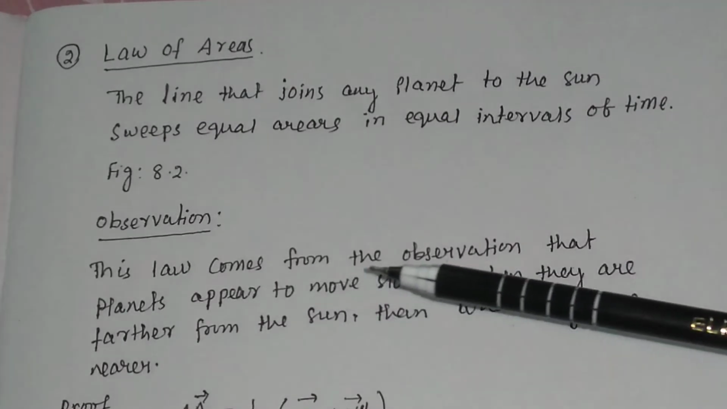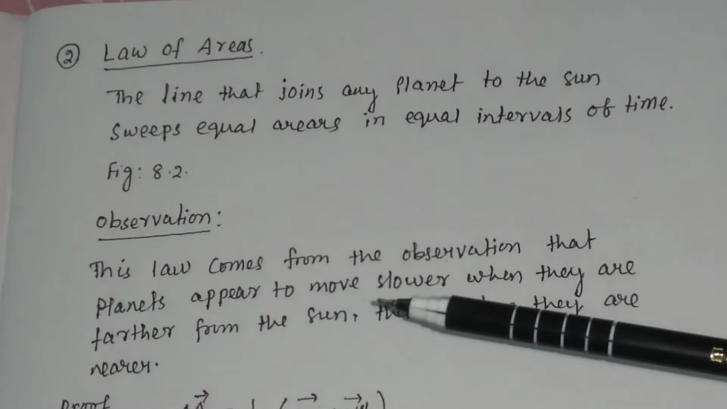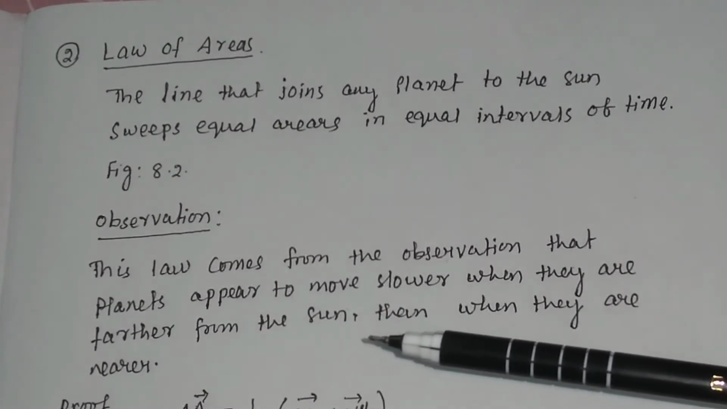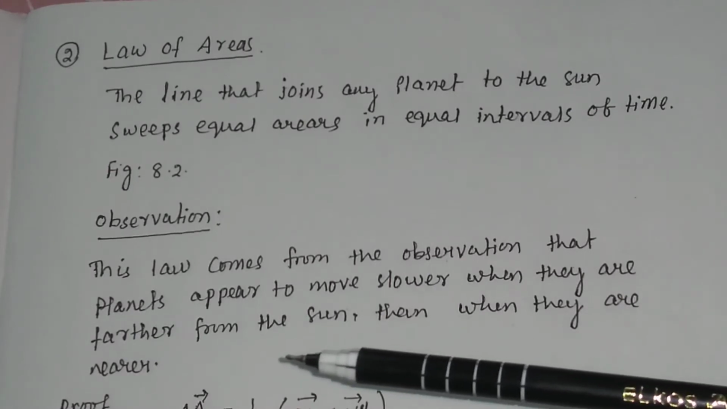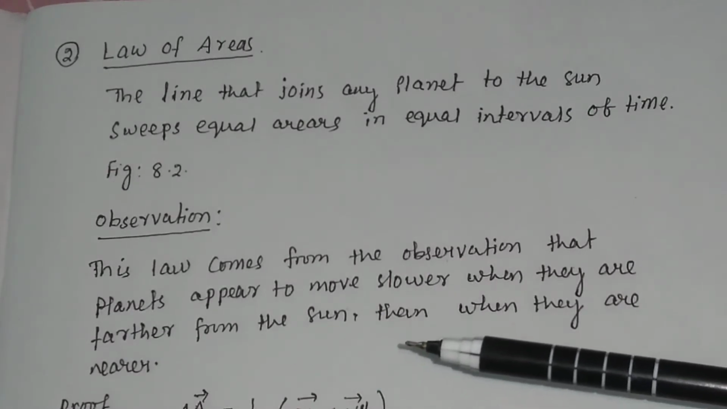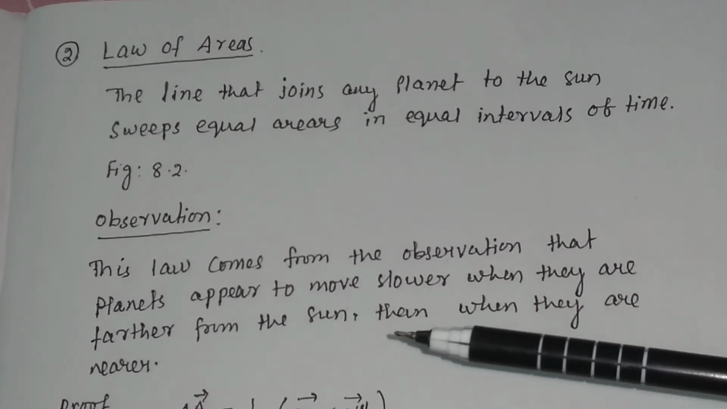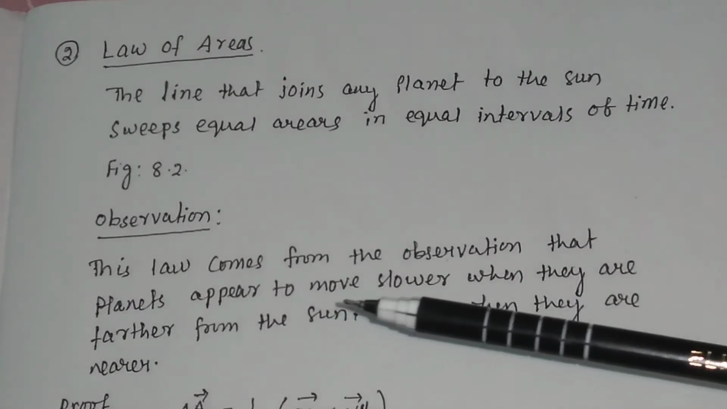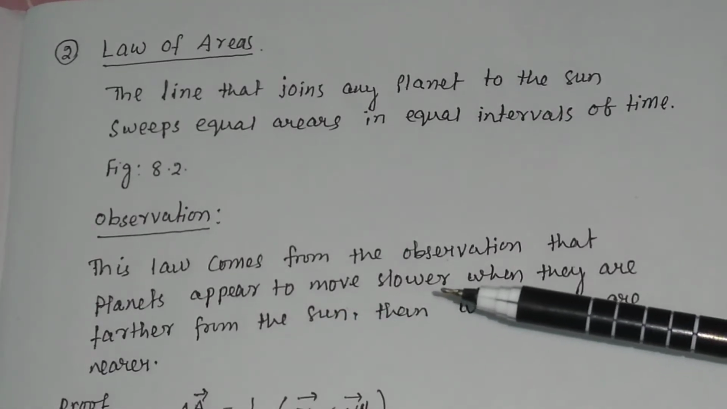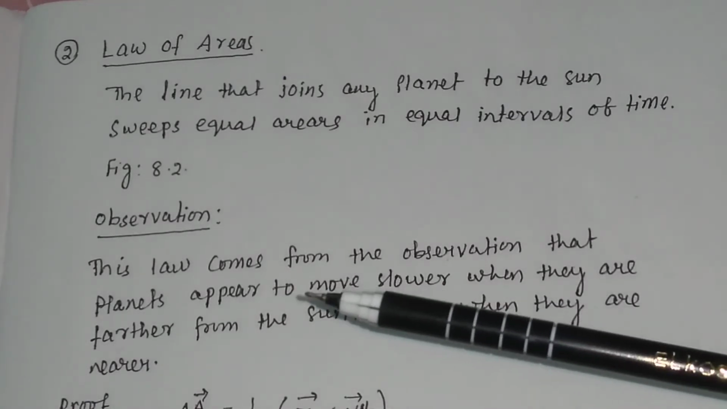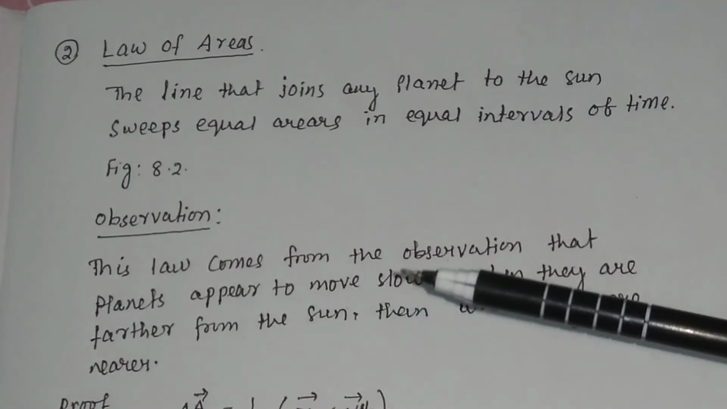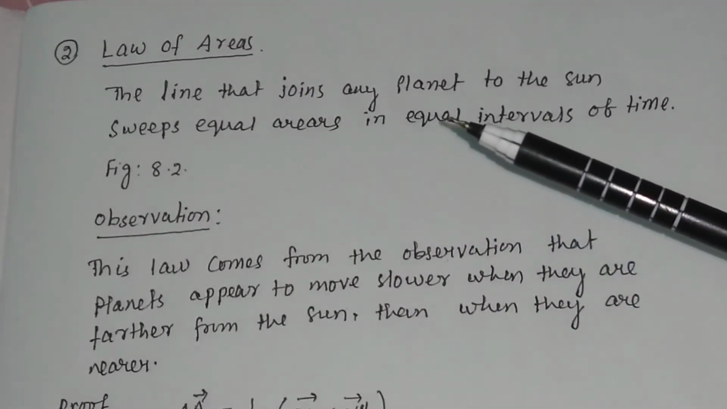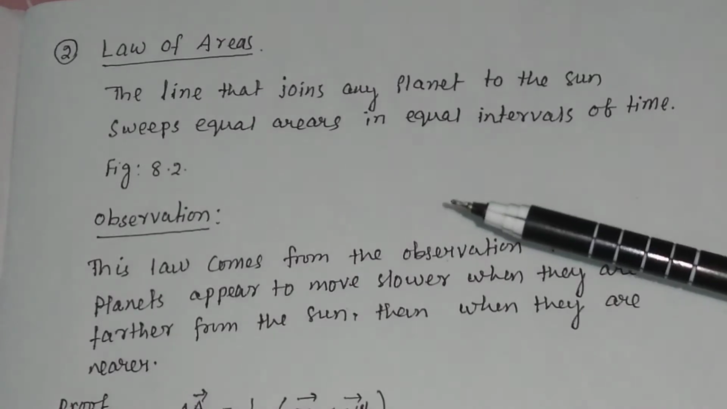And this law comes from the observation that planets appear to move slower when they are farther from the sun than when they are nearer. When the planets are nearer to the sun, they move faster, and when the planets are away from the sun or farther from the sun, they move slower. So this observation tells us that the line joining any planet to the sun sweeps equal area in equal intervals of time.